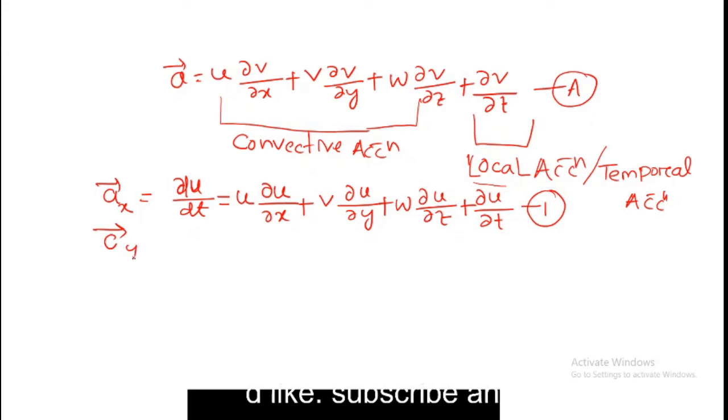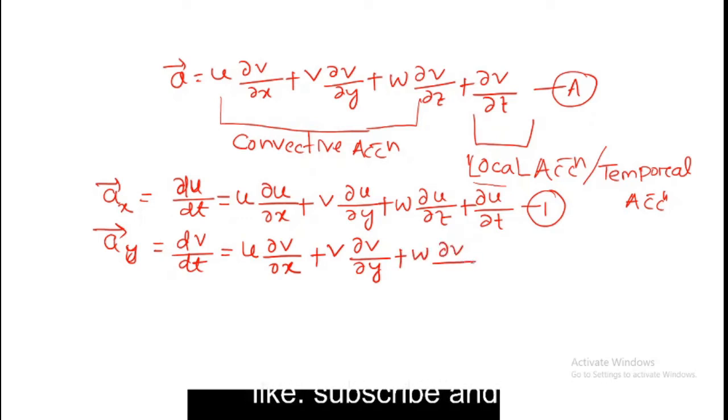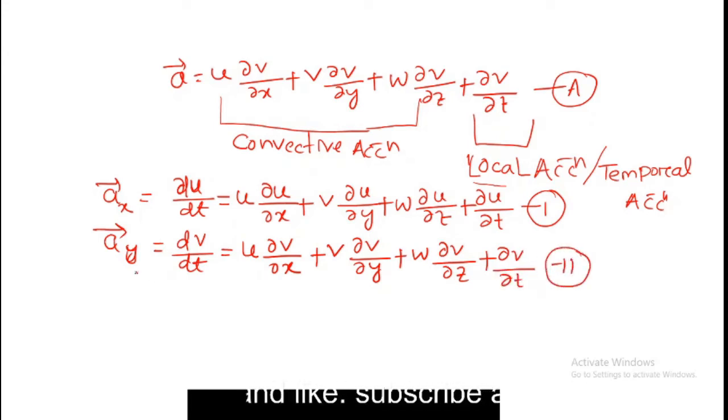So if I want to find out acceleration in y direction, this is dv, the velocity component in y direction, by dt. Okay, here I have made a mistake. We can write this as u into dv by dx, I had written dt, this is dx. So this is v into dv by dy plus w into dv by dz plus dv by dt. This is acceleration in y direction.